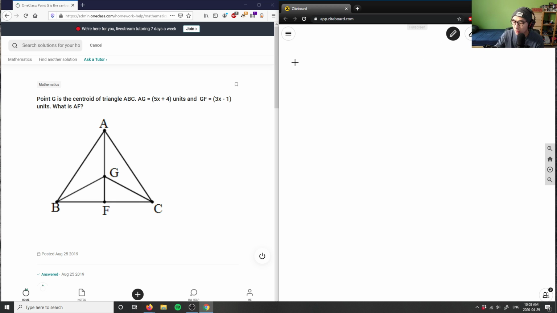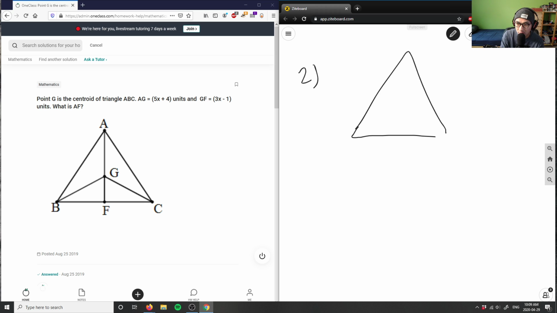I guess I'll use just Chrome now because I think Firefox is bugging out the board for some reason. That's okay. So this point G is the centroid of the triangle. AG equals 5x plus 4. GF equals 3x minus 1. What is AF here? So let me just draw this out first.